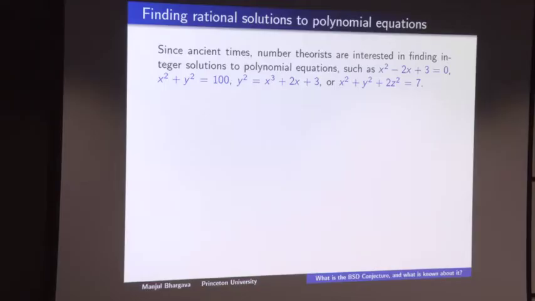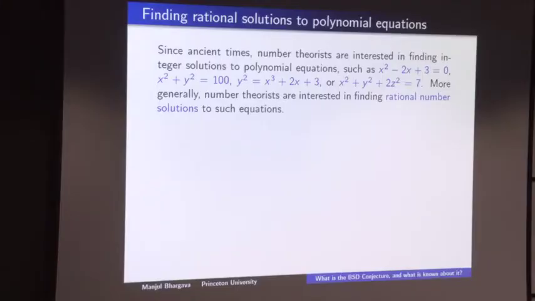So since ancient times, number theorists have been interested in finding solutions to equations like x squared minus 2x plus 3, x squared plus y squared equals 100, y squared equals x cubed plus 2x plus 3. These are all very classical examples of equations that go back centuries, in some cases millennia, of humans trying to understand their solutions in whole numbers, x squared plus y squared plus 2z squared equals 7. Do these equations have solutions in the whole numbers? And if they do, how do we find them? That's in large part what number theorists try to do.